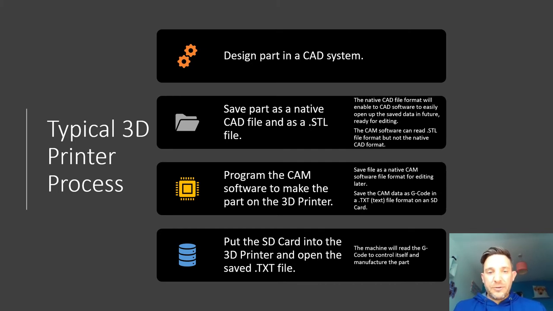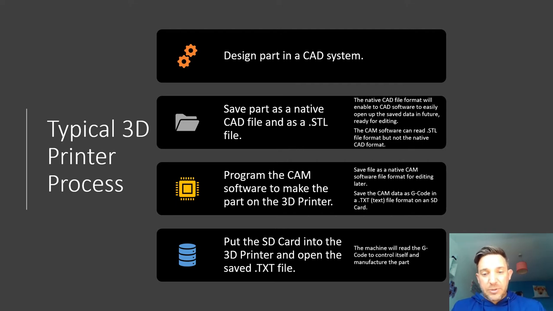So I would often create a part in a CAD system, save my part as a native CAD file for that software that I'm using. I will then save it a second time as an STL file. We'll then take that STL file and open up the CAM software and bring the STL file into it. We'll make some settings. We'll tell the software what we want the hardware to do.